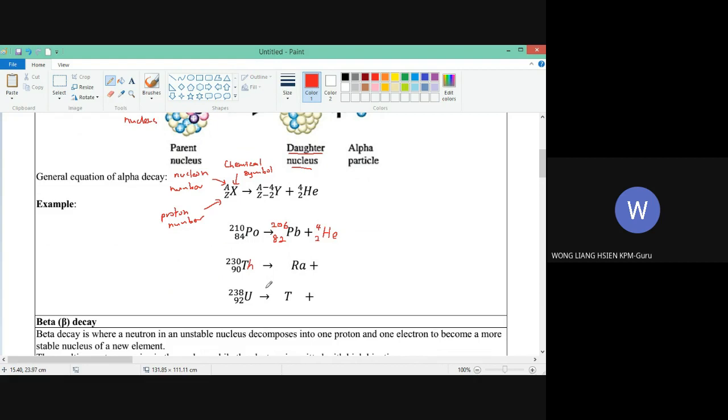Next, this is thorium. Thorium undergoes alpha decay and it becomes radium.